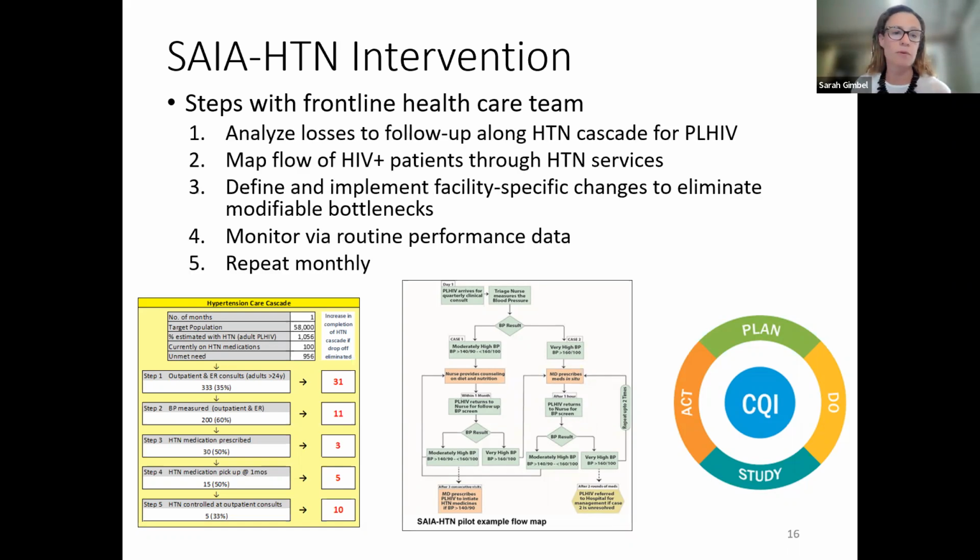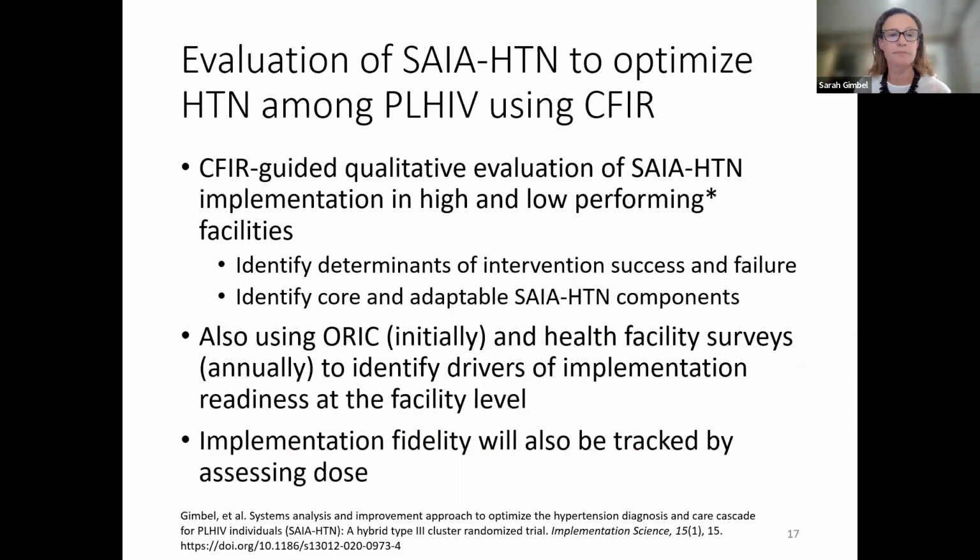So these are the steps that we look at. We analyze losses to follow up along the hypertension cascade for people living with HIV. We map the flow of HIV positive patients through hypertension services. We define and implement facility-specific changes to eliminate the modifiable bottlenecks in continuous quality improvement. And we likewise monitor via routine performance data. And this is repeated again monthly with the healthcare team.